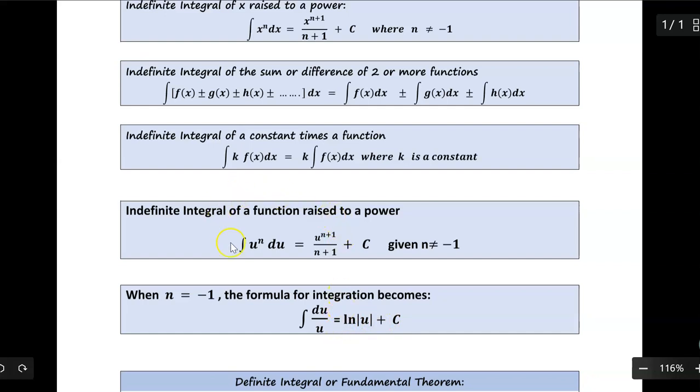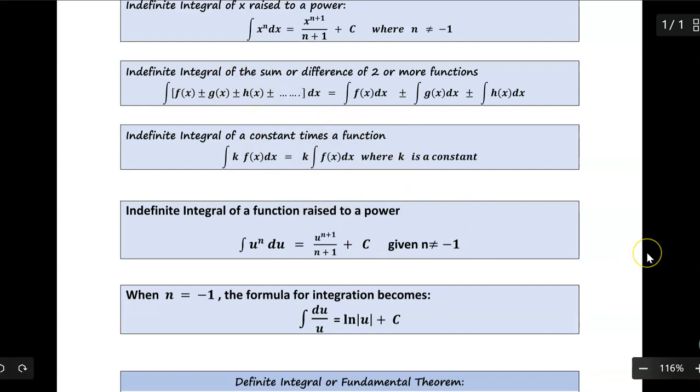If you have a function raised to a power, then you have to let that function equal to u. How do you get the du out of it? You have to differentiate u. The relationship between du and dx, you use that to substitute into your integrand to work with. And you also have to apply all of these formulas here.